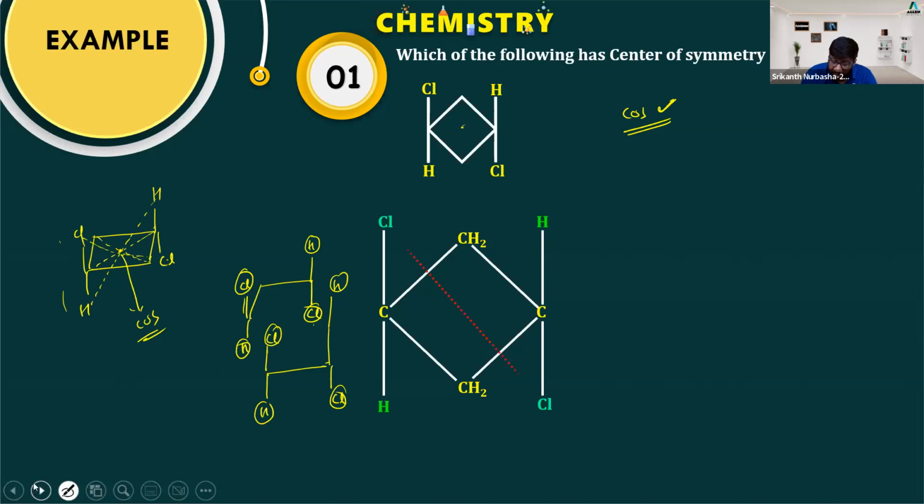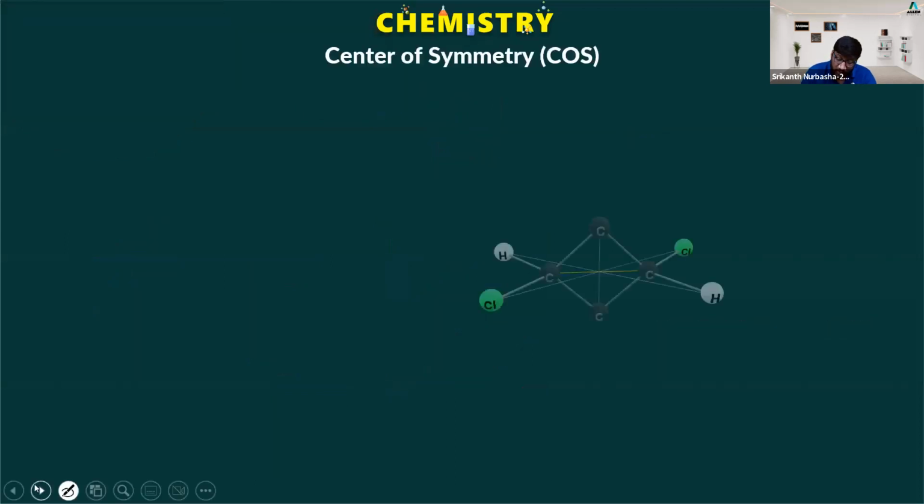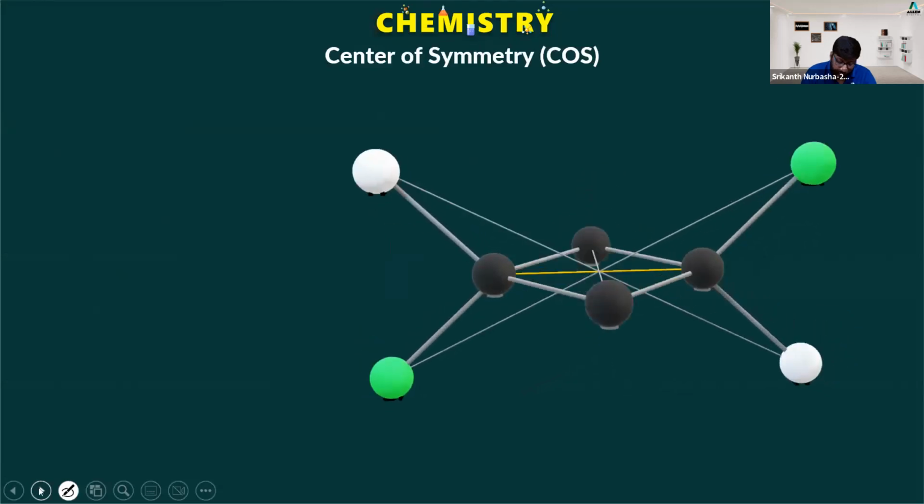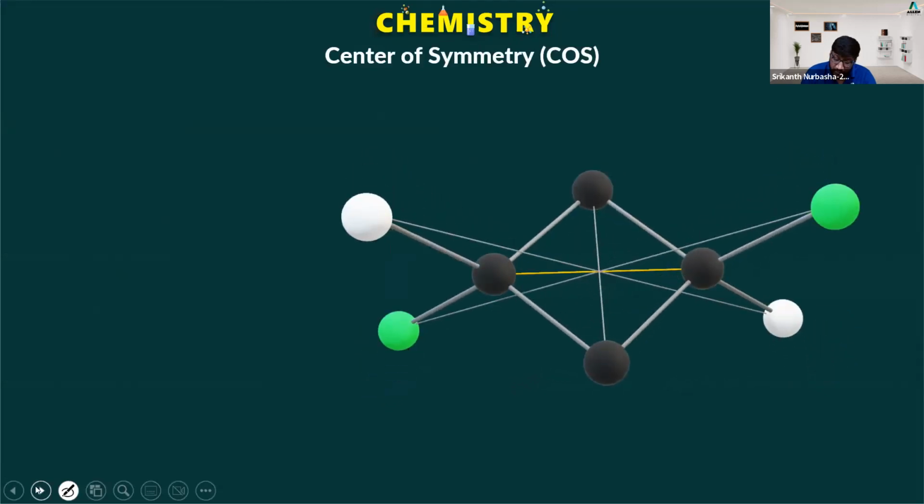Here in this case, center of symmetry is present because all are connected in this fashion. It is a point from which, if you try to draw straight lines from whatever group, you get exactly the other atoms at the same distance. That particular point is said to be the center of symmetry. Center of symmetry is present. That is how the 3D animation goes further.